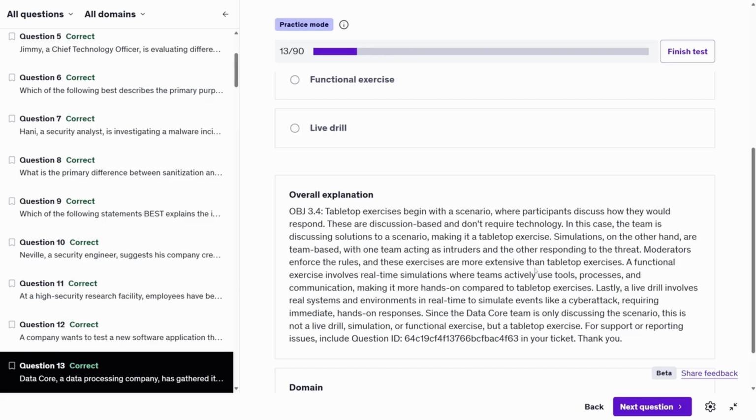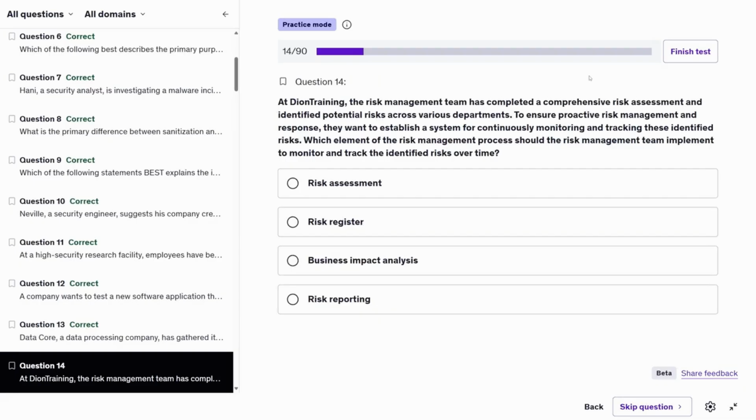a tabletop exercise. At Dion Training, the risk management team has completed a comprehensive risk assessment and identified potential risks across various departments. To ensure proactive risk management and response, they want to establish a system for continuously monitoring and tracking these identified risks. Which element of the risk management process should the risk management team implement to monitor and track the identified risks over time?